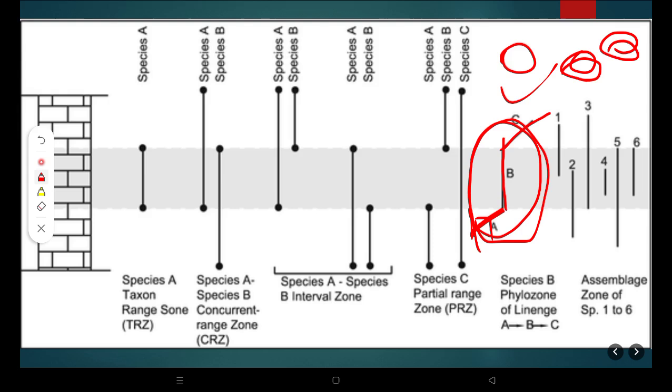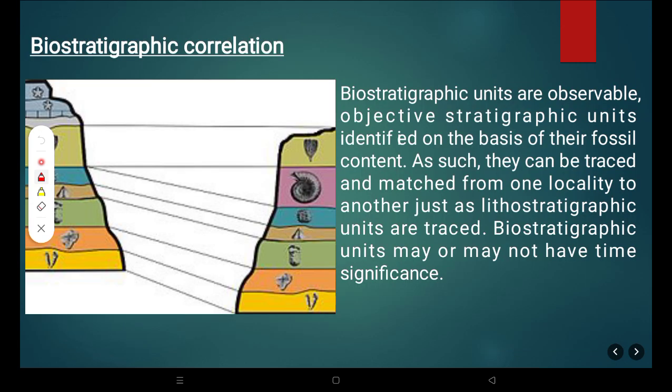So I have already discussed the taxon range biozone, concurrent range biozone, interval range biozone, partial range biozone, phylozone or lineage biozone, assemblage zone, and then the acme zone. Then biostratigraphic correlation. This is very simple. Rock strata that are separated by a great distance may have the same fossil content. So the same fossil content will be available in the same geologic age.